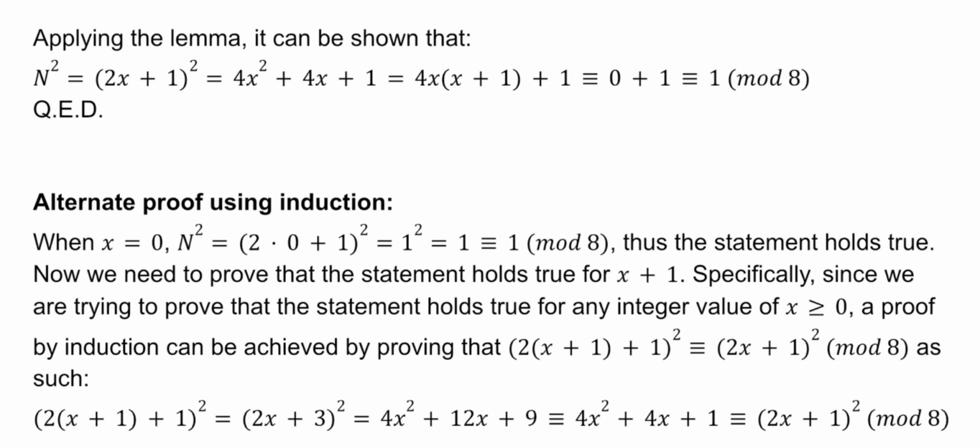The expression is congruent to 4x squared plus 4x plus 1, and therefore congruent to 2x plus 1 squared, mod 8. So yes, we have proven that the odd positive integer for x plus 1 is congruent to the one for x, and the inductive step is complete. In conjunction with the fact that the statement holds true for x equals 0, the statement is proven for any value of x, because if it holds true for x equals 0 and for x plus 1, then it holds true for x equals 1, and thus x equals 2, and thus x equals 3, etc.